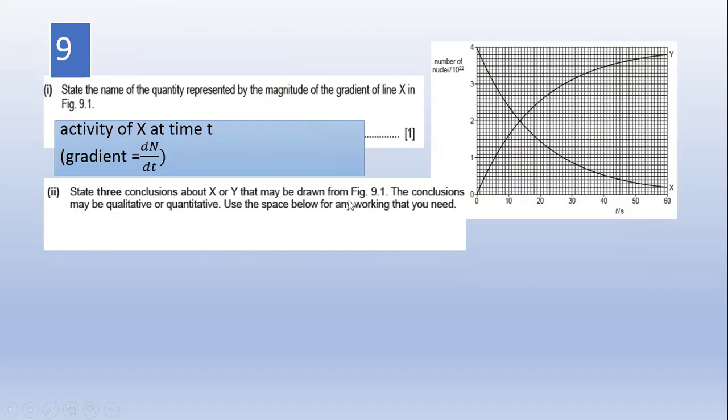State three conclusions about X and Y, X or Y, that may be drawn from figure 9.1. A conclusion can be qualitative or quantitative. Use the space below for any working that you need. They provide space for your working, but they won't mark your working. They will look at the answer.